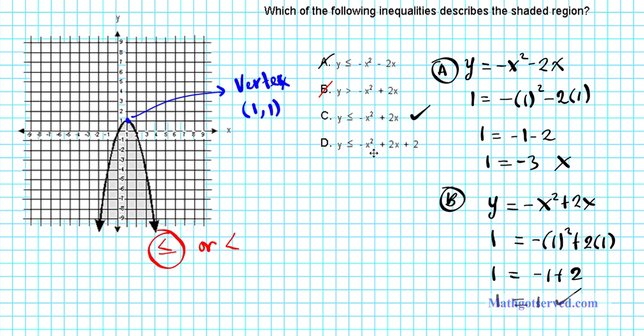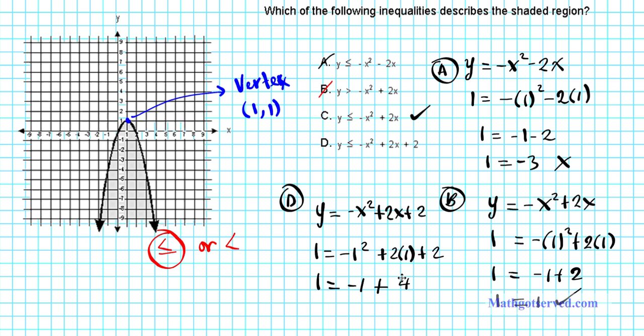All right, let's go ahead and test option D just to make sure that our answer is in fact correct, okay? So option D, we have y equals negative x squared plus 2x plus 2. Note, I'm using equals here because I'm looking on the line, okay? Plugging in 1: is 1 equals negative 1 squared plus 2 times 1 plus 2? Is 1 equals negative 1 plus 2 plus 2, which is 4? Is 1 equal to positive 3? The answer is no. So we can see that the answer is option letter C.